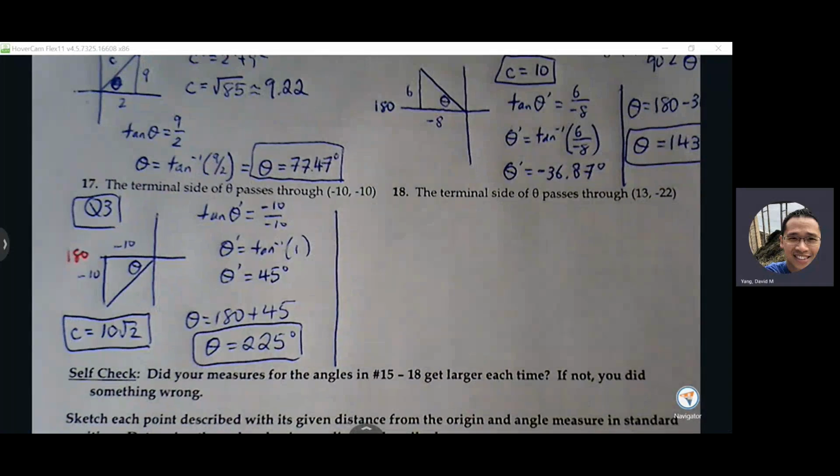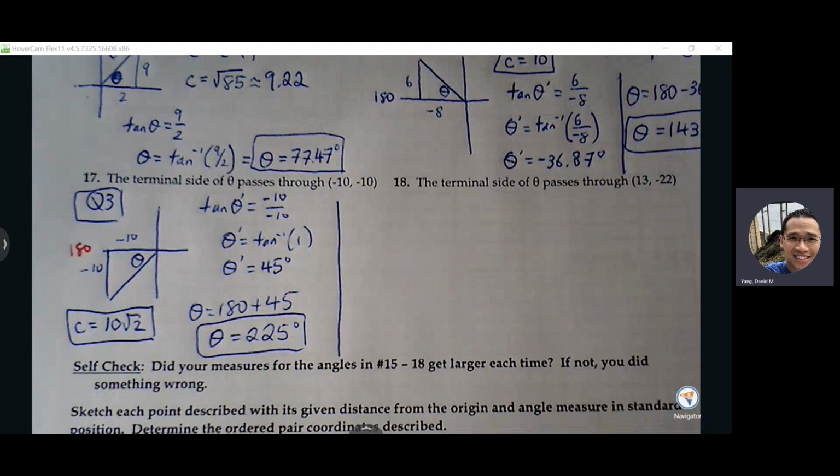Was theta prime just referencing? Yeah, theta prime is referencing. Right, theta prime is a reference angle for the triangle, but it's not quite the theta measure that we want that lands in the particular quadrants.